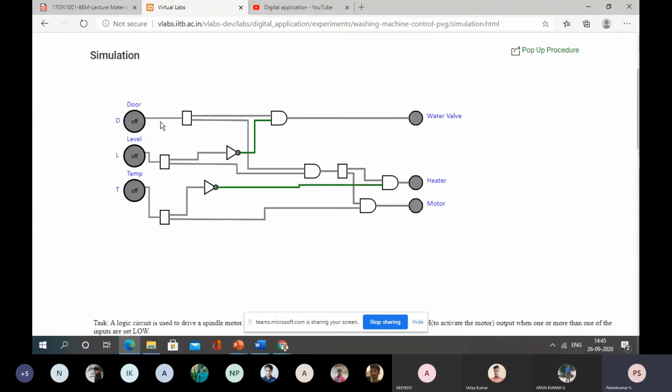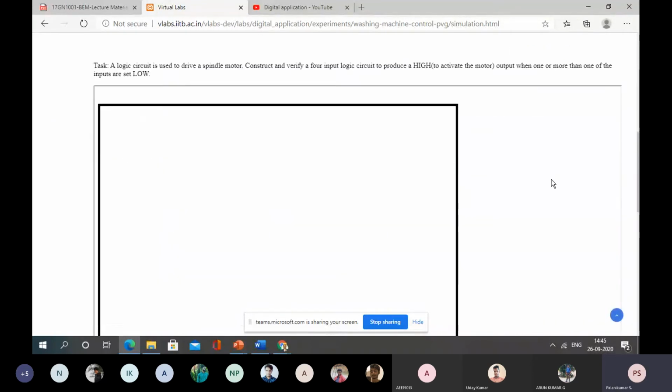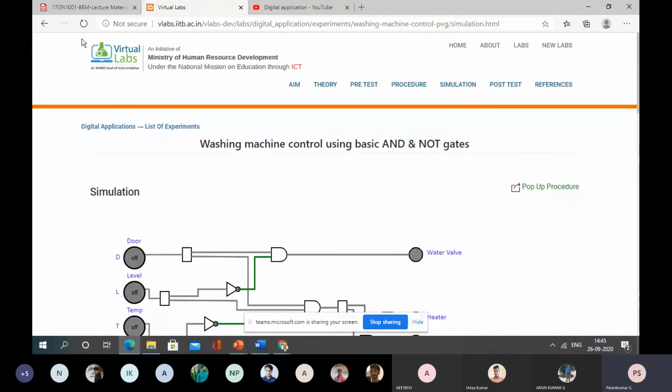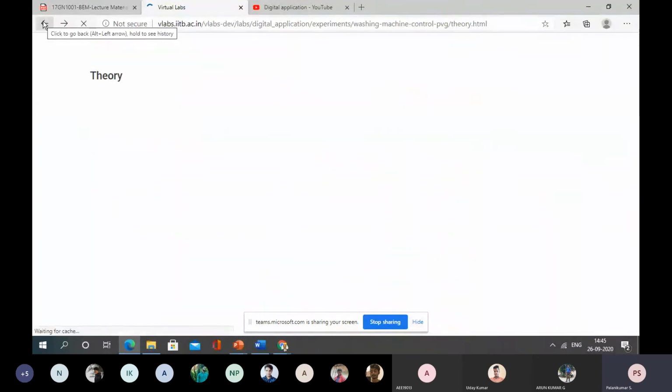If door open, what will happen? If door closed, what will happen? If both are on, what will happen? How is it working? This is the logic you have to understand, and the same way for other experiments also.